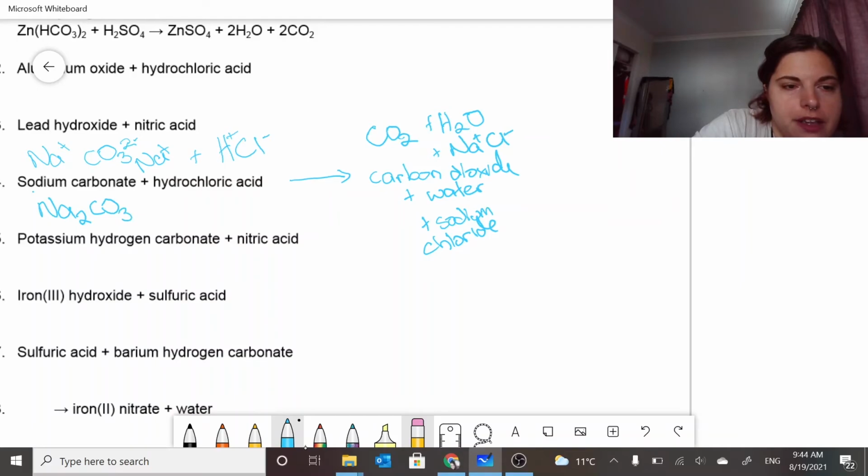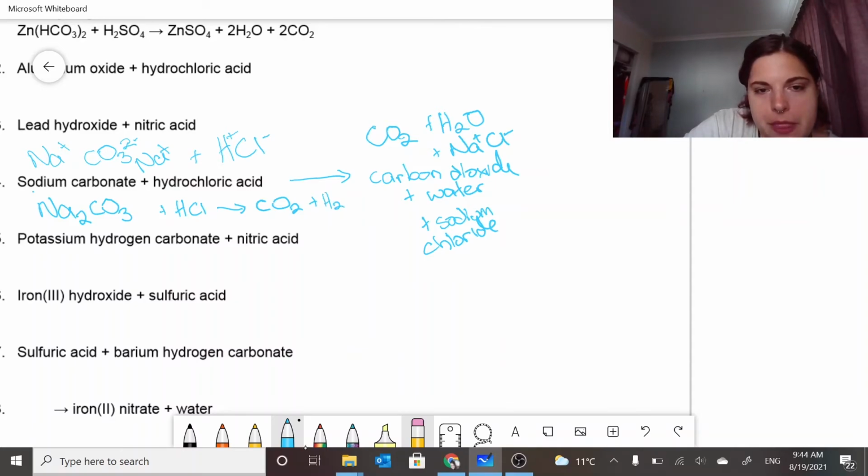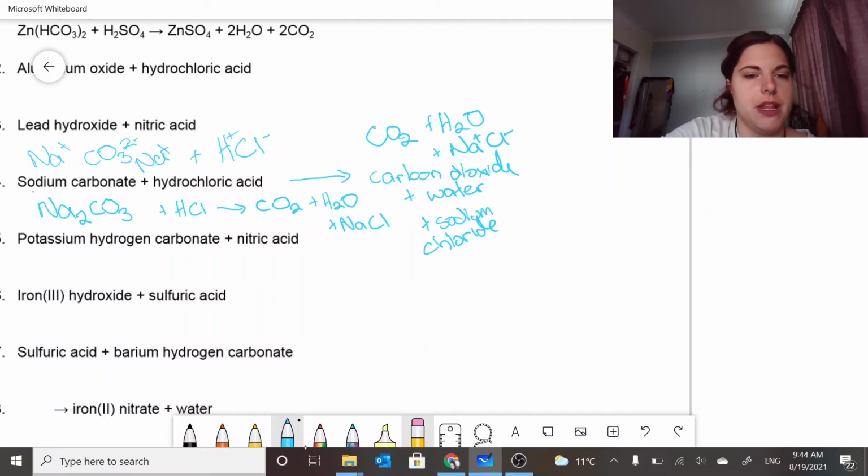1 carbonate plus HCl going through to CO2, because the dioxide means CO2, means O2, sorry, plus water plus NaCl. And forgive me that it's getting a little bit messy. That's just how I like to live my life.